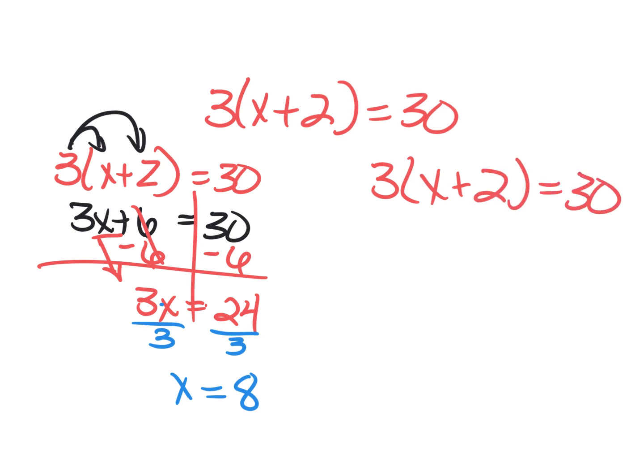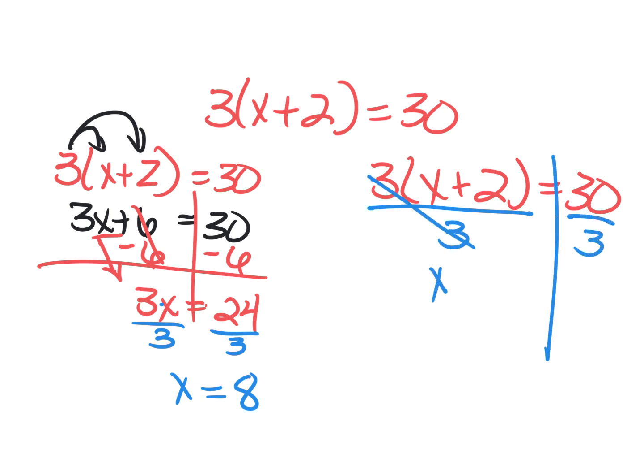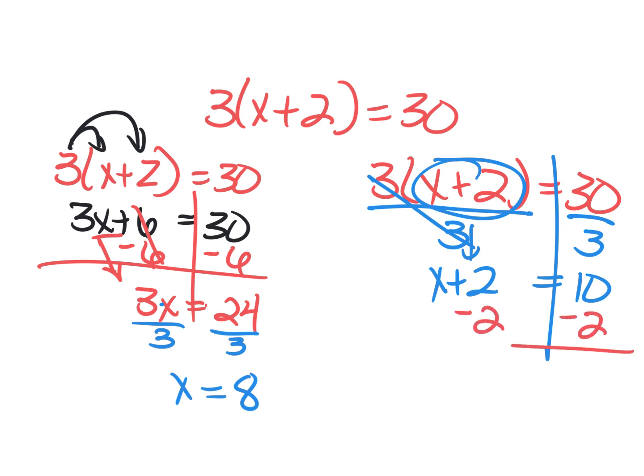Because we have parentheses, we can divide by that number outside the parentheses, which is 3. We have to do it on both sides. Bring down the x plus 2 because we haven't done anything with it. 30 divided by 3 is 10. And then to get rid of a plus 2, we subtract 2. 10 minus 2 is 8. Okay, so you're going to get the same answer no matter what. Do the method which you think is easiest.